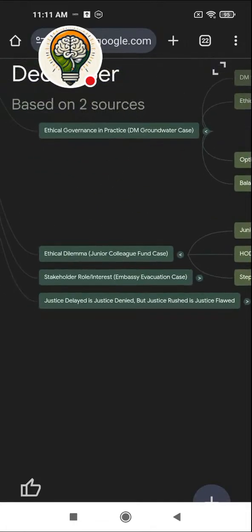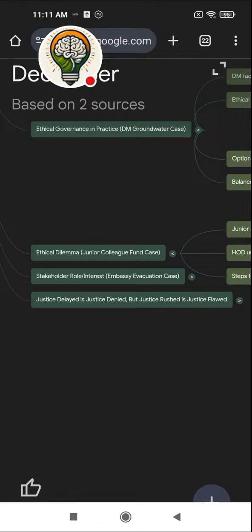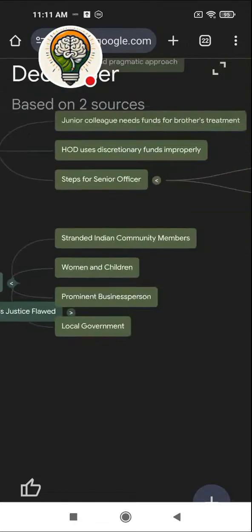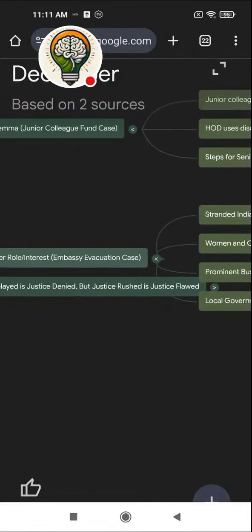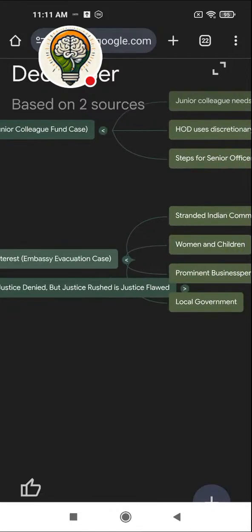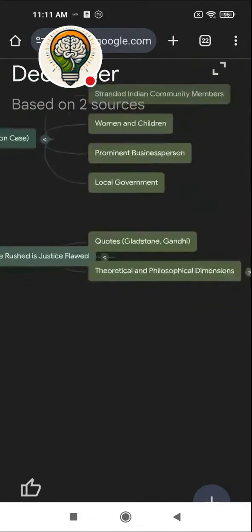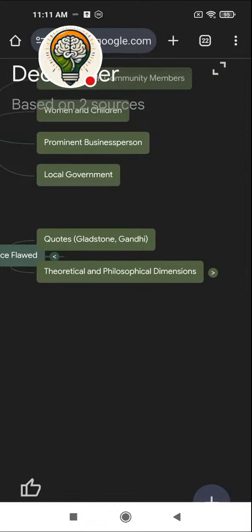Then the stakeholder role and interest, embassy evaluation case. So standard Indian community member, women and children, permanent business person, and local government. Then justice delayed is justice denied, but justice rushed is justice flawed. So the court, Gladstone and Gandhi, theoretical and philosophical dimension are natural justice principle.